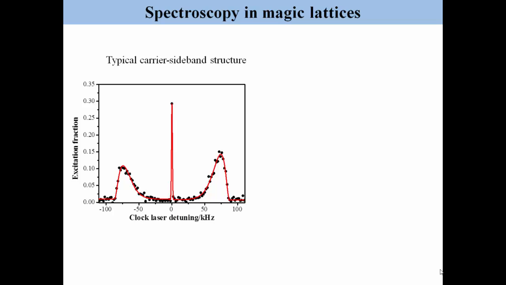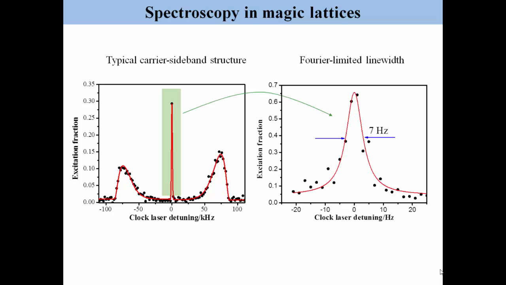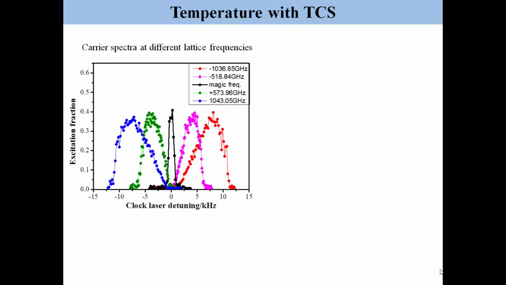First, we perform the spectrum in the magic lattice. You can see a typical carrier sideband structure, and we zoom in on the central carrier and rule out all broadening effects. A line width of 7 Hz of the spectrum can be obtained. And then we use the TCS method to measure the temperature.